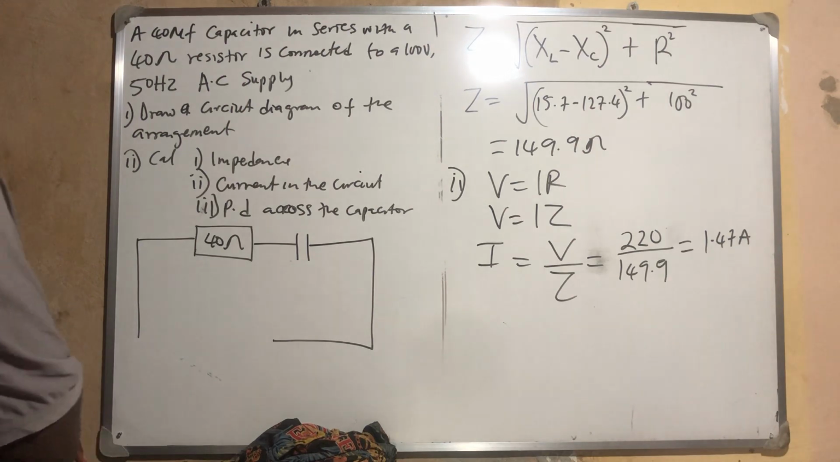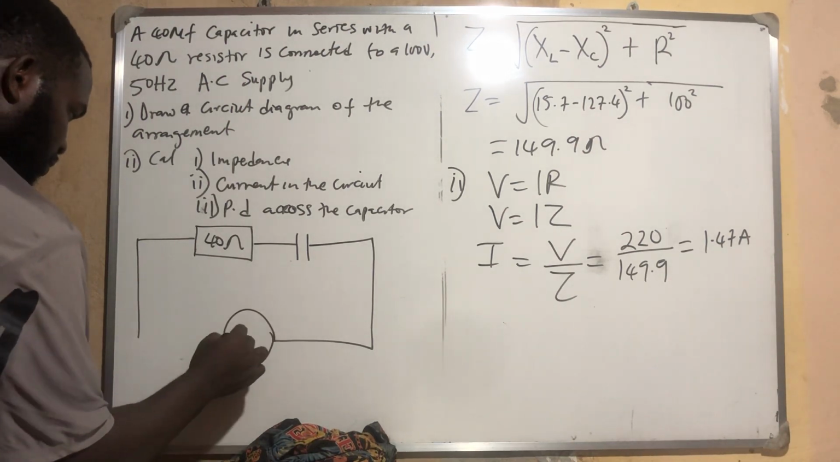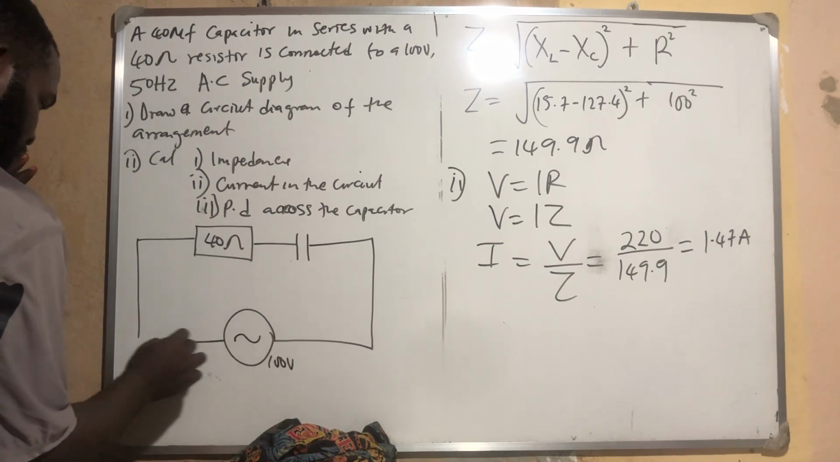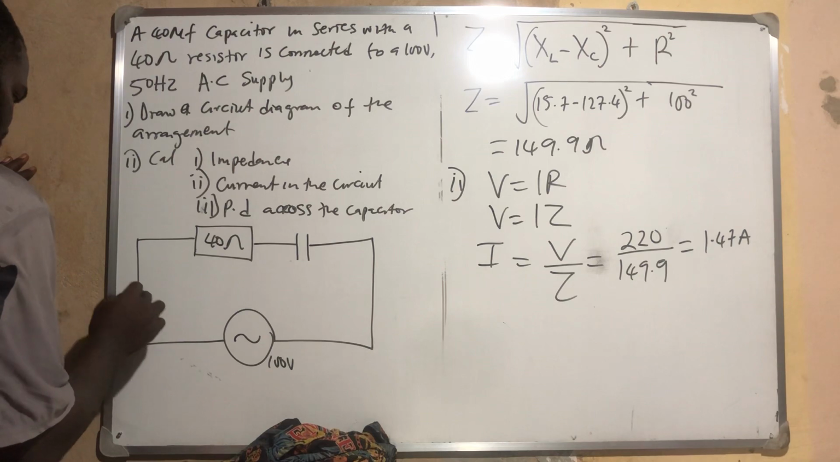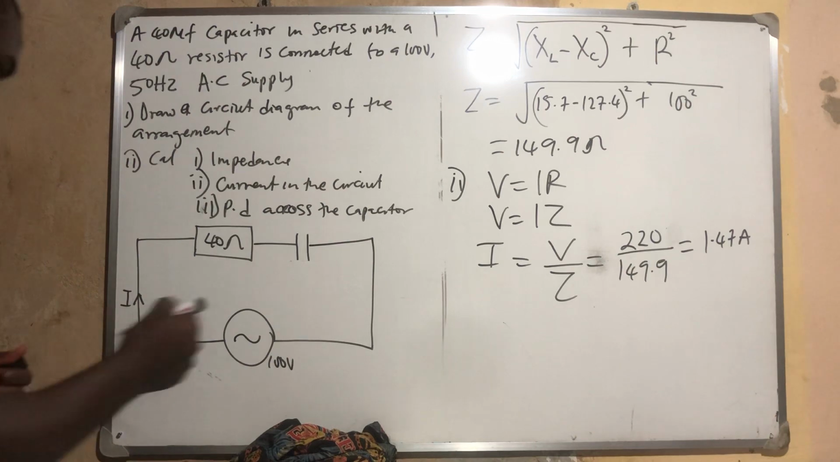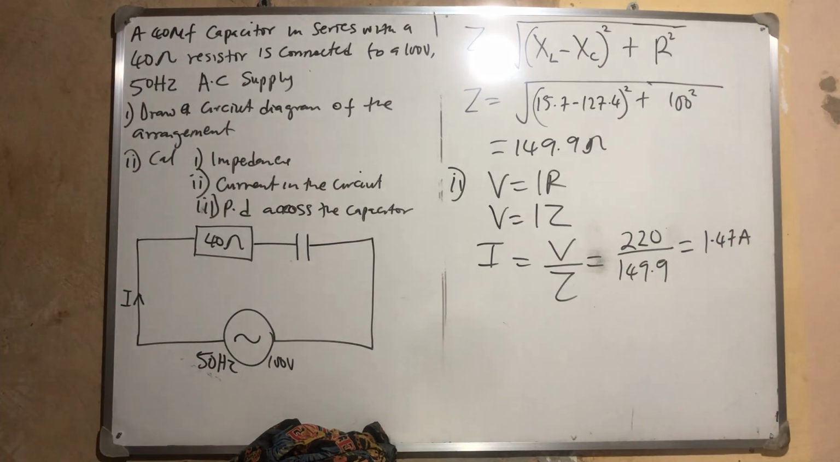The next thing they connected it to is what? 100 volts. So you put your volts and name it 100 volts. Then you close and tell them that a current is passing through it here. Okay? So this is your resistor, your capacitor, and your voltage. Then by the side here, put your 50 hertz, the frequency.